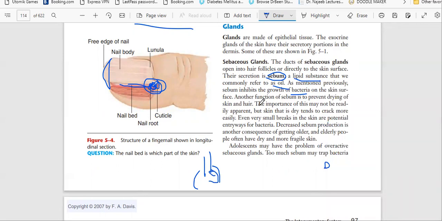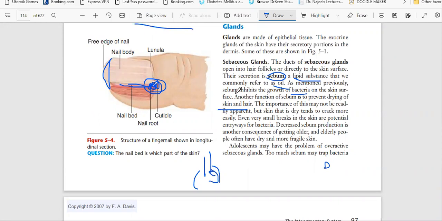Another function of sebum is to prevent drying of skin and hair. So it has to protect the skin and hair from drying. It continuously produces sebum for our healthy hair and skin.